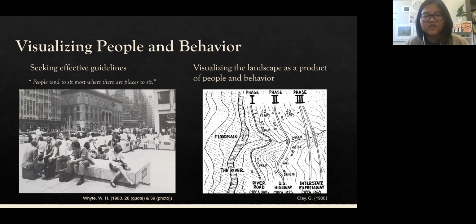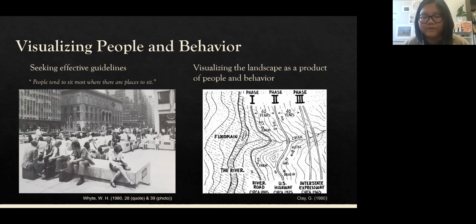He stood on the top of the skyscrapers in New York City, and he used video recordings to really study how people are using the public spaces in New York. He found a lot of interesting discoveries, right? One of the important quotes that he said is people tend to sit most where there are places to sit. So he found out people do sit on the benches or the seat walls that we created. And people sit according to the sun, right?